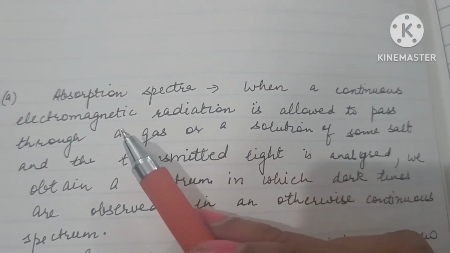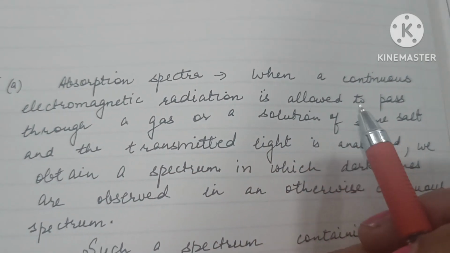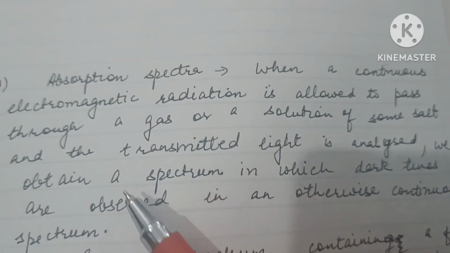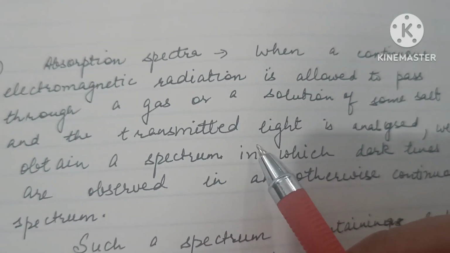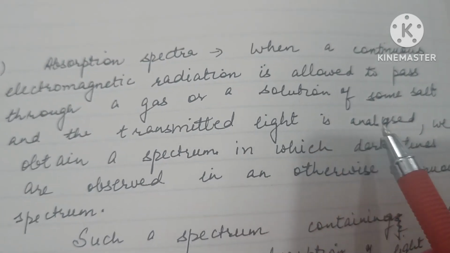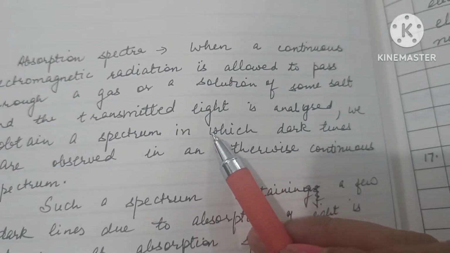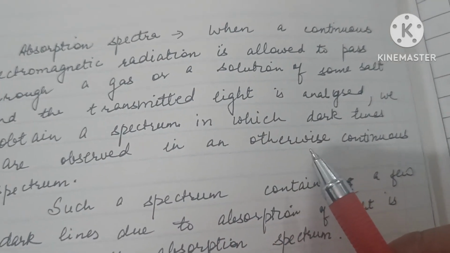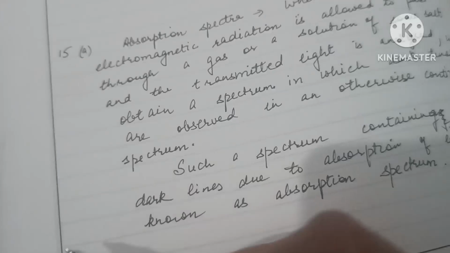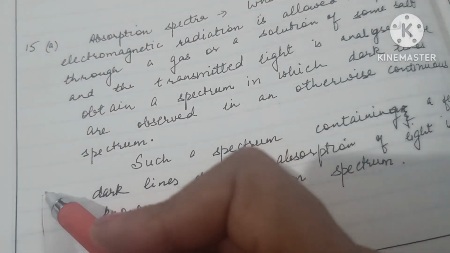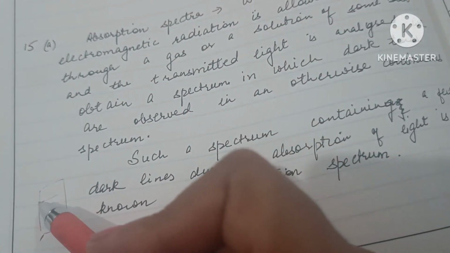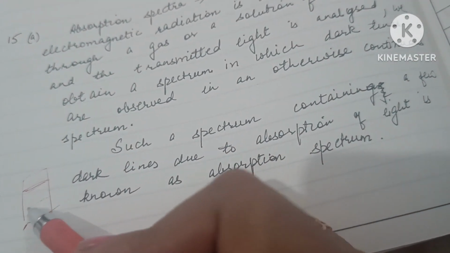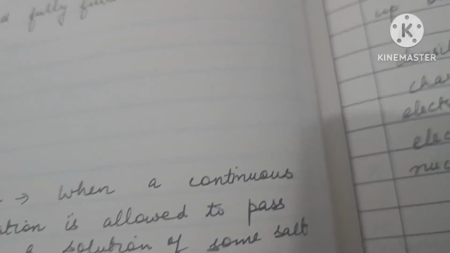When a continuous electromagnetic radiation is allowed to pass through a gas or a solution of some salt, and the transmitted light is analyzed, we obtain a spectrum in which dark lines are observed in an otherwise continuous spectrum. Such a spectrum consisting of dark lines due to absorption of light is known as absorption spectrum.